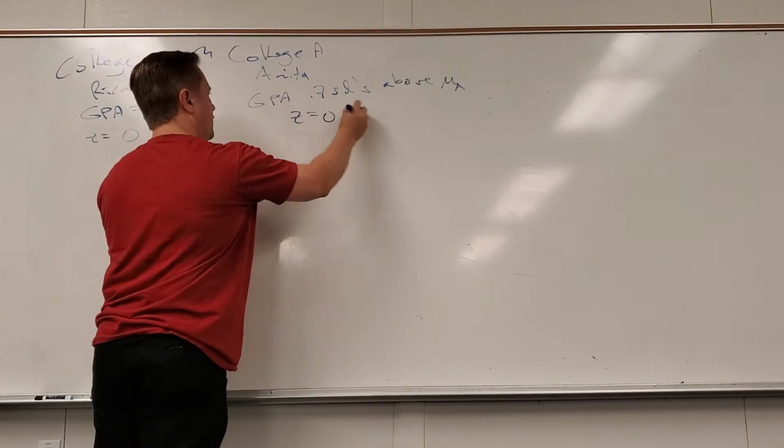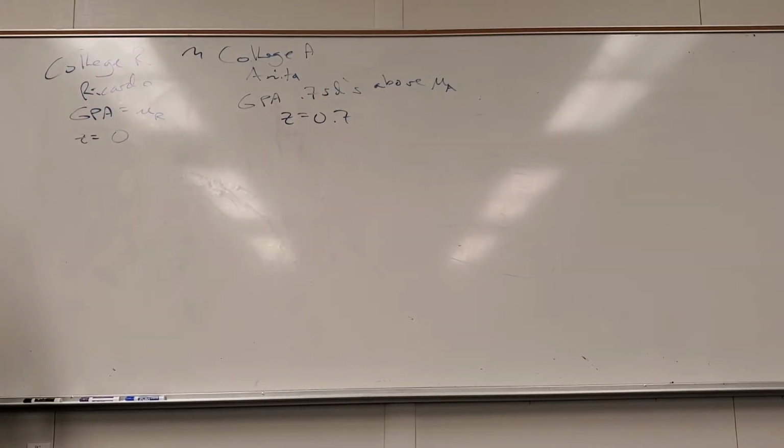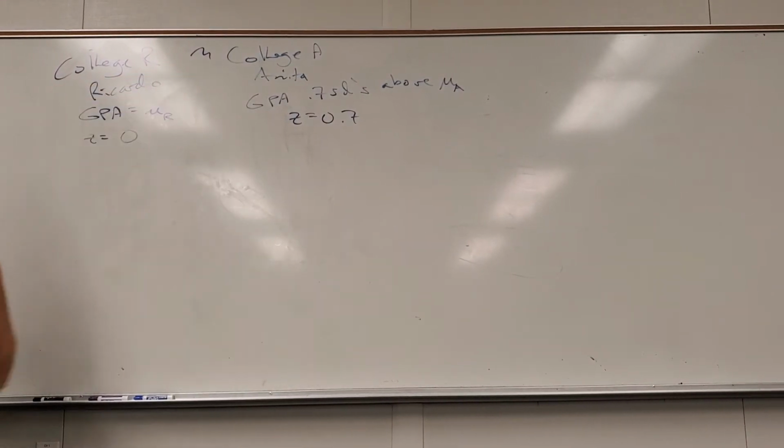Yeah, it's just 0.7. They tell you what the z-score is. What's the z-score tell you? The number of standard deviations from the mean to the data point. Well, how far away is her GPA from the mean? 0.7. All right, that's the z-score.